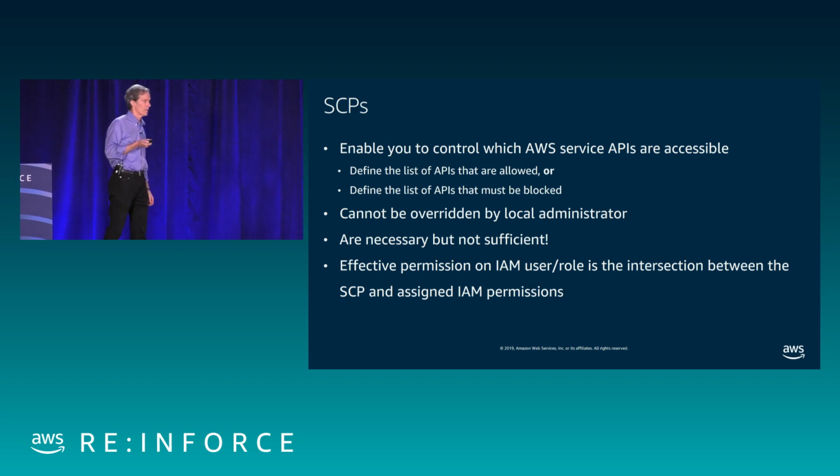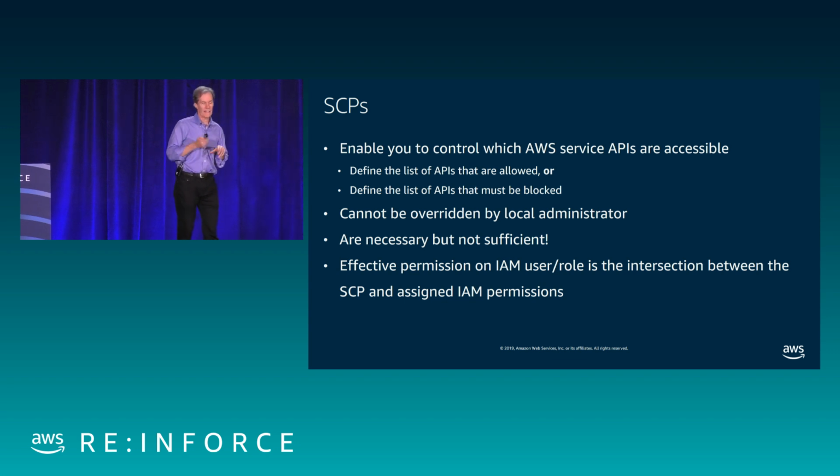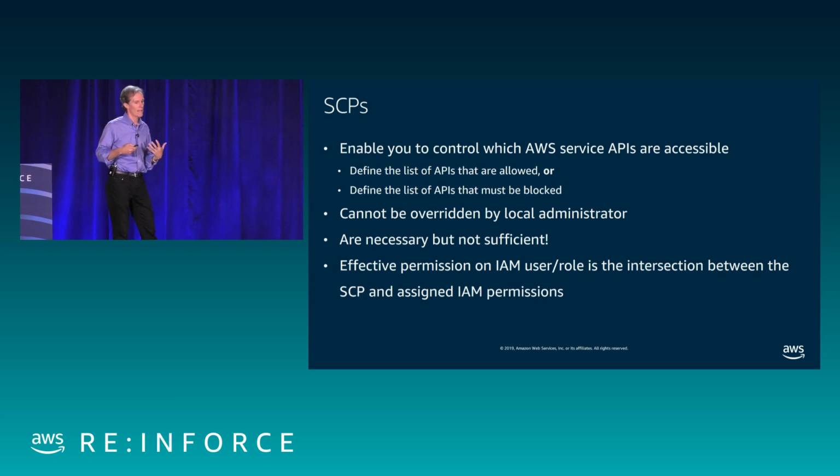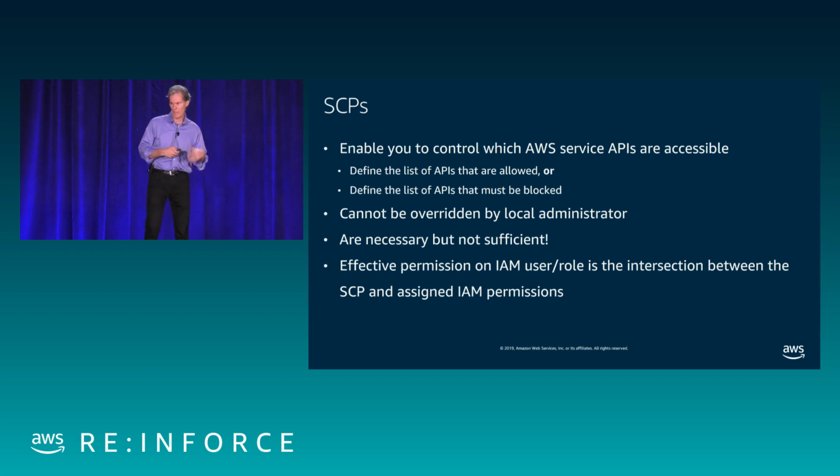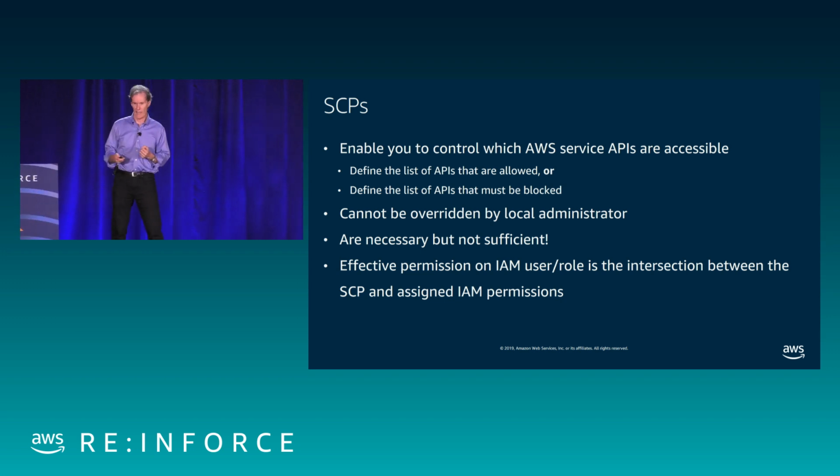And there are some unique characteristics about SCPs. First of all, they do let you control which services and APIs are accessible. You can define the list of APIs that are allowed. You can define the list of APIs that you want to block. They can't be overridden by the local administrator of an account. Once they're in place, that's that. And the effective permission on an IAM role is the combination of the user and role and the intersection between the SCP and all the IAM permissions.